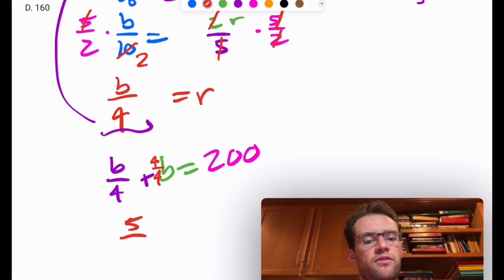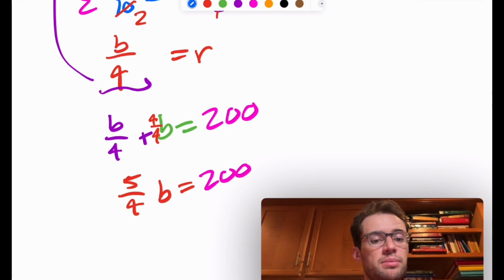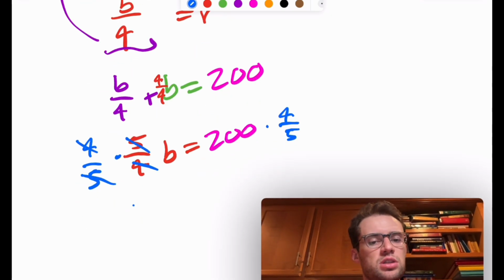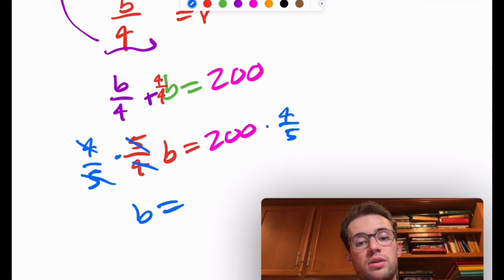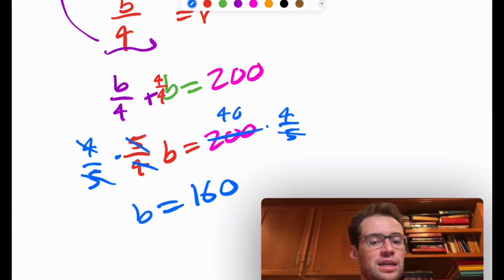So we get 5/4 B is equal to 200. And then to get rid of that times 5/4, I'll multiply by the reciprocal of 5/4, which is 4/5. So multiply by 4/5 on both sides. This will cancel. We get B is equal to 200 divided by 5, which is 40. And then 40 times 4 is 160.